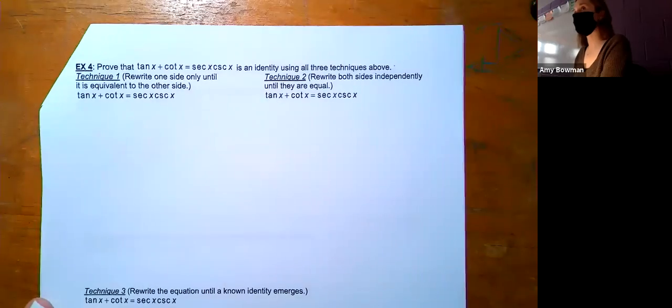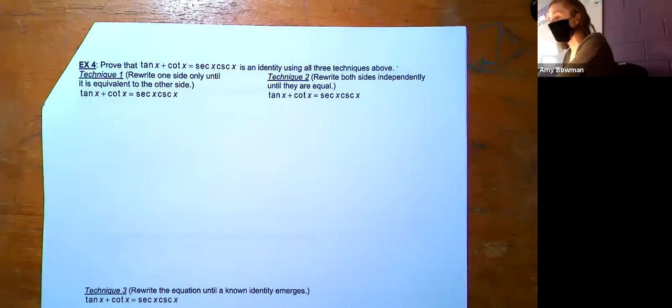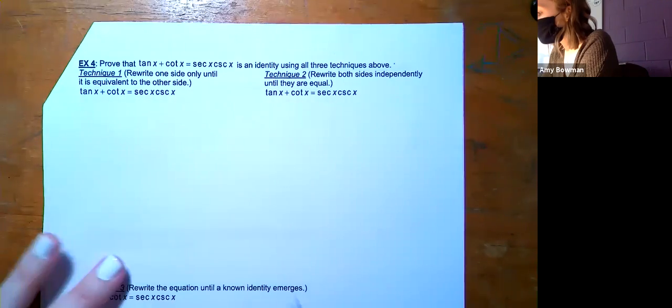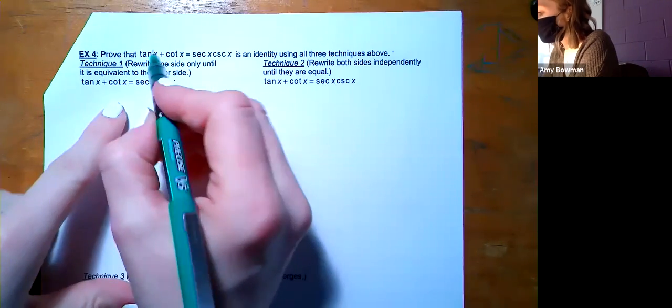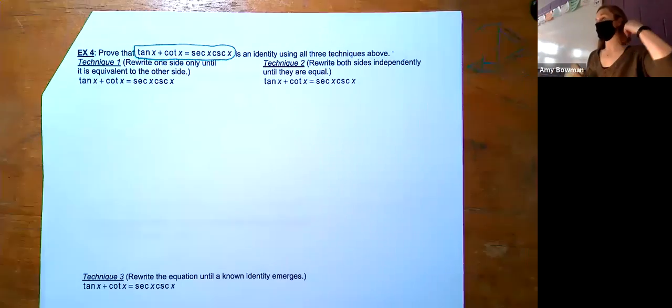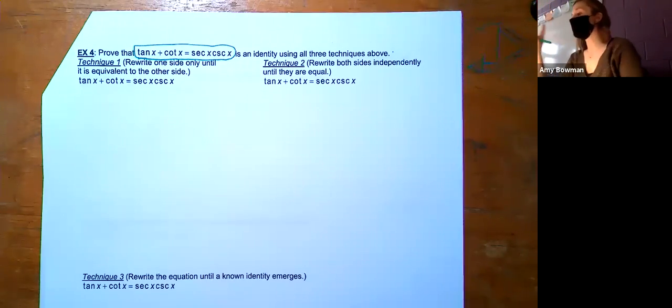Okay, so we're going to prove an identity 3 times. Yay. All right, here's what we're trying to prove: that the tangent of x plus the cotangent of x equals the secant of x times the cosecant of x. Method 1, rewrite one side only.